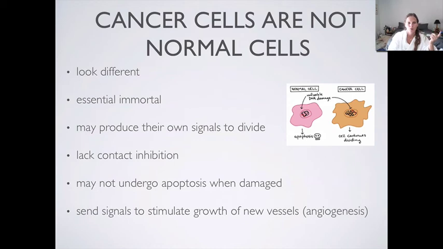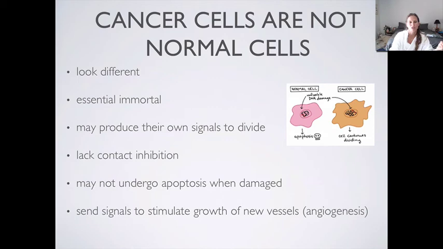They essentially are immortal, and that's because they don't respond to signals to die. They produce their own signals, which makes them divide faster and faster and faster. They lack what we call contact inhibition, which means normally when a cell butts up against another cell, that inhibits its growth. They lack that. They're like the bad neighbor. They just keep putting more garbage on the lawn, if you will. I mentioned already that they don't undergo apoptosis when they're damaged.